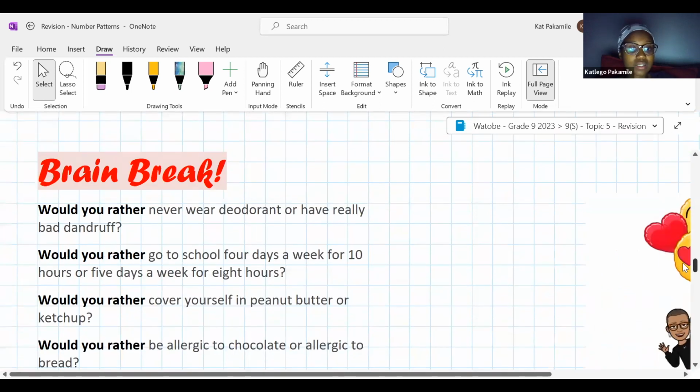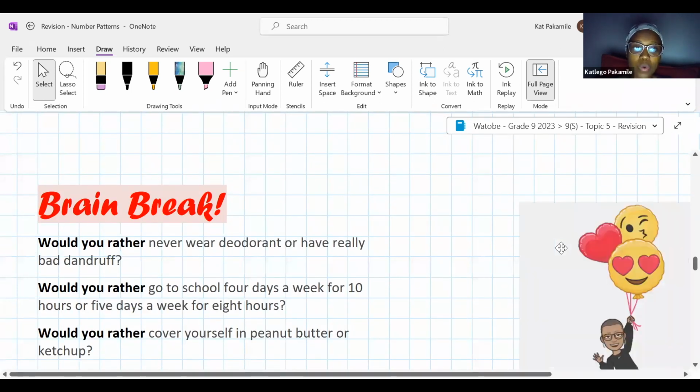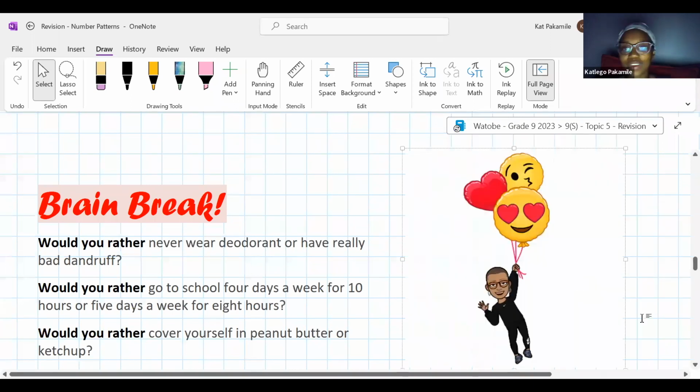I can't. Would you rather cover yourself in peanut butter or in ketchup? Oh, I want to show you guys my nice emoji that's floating. Hello. Would you rather cover yourself in peanut butter or ketchup?